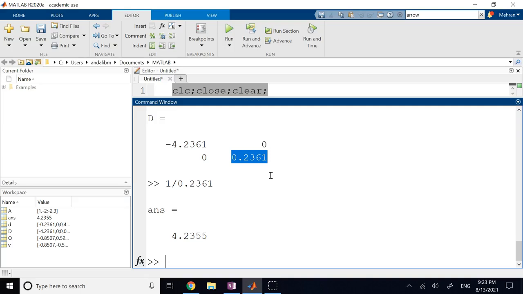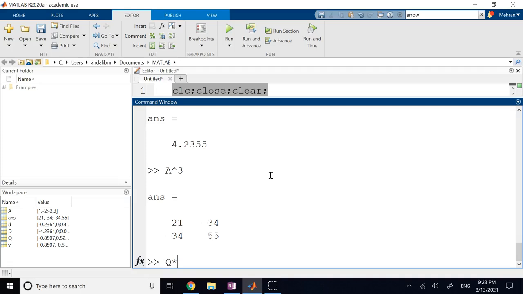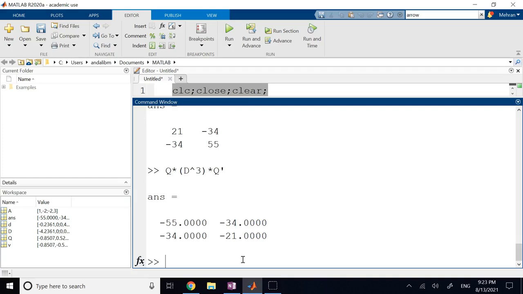Or let's say I want A to any power. So let's say I want to calculate A to the power 3. So I can say A cubed, right? This is one way to do it. The other way is I can say Q times D cubed times Q transpose. Right? Just raise the elements in D to the power 3 and multiply from left and right by Q and Q transpose.